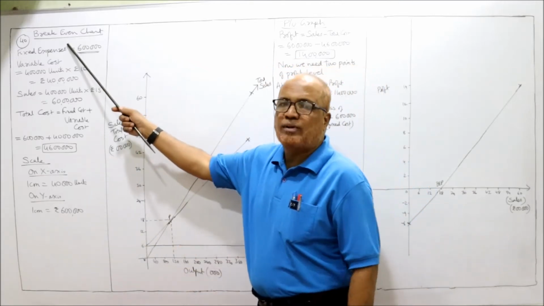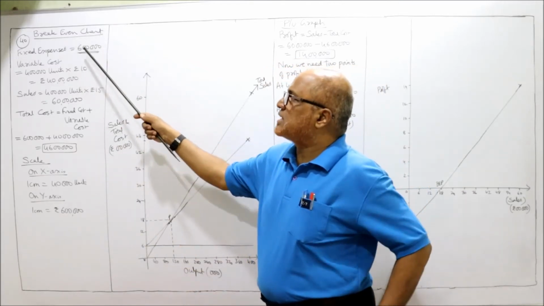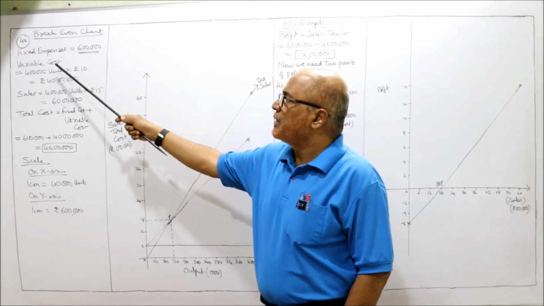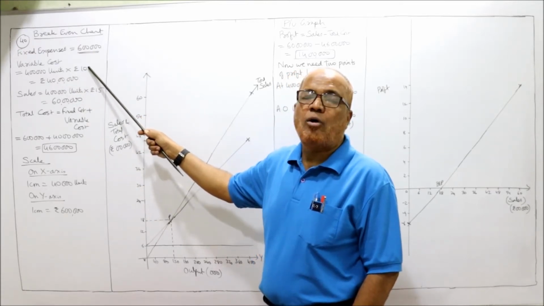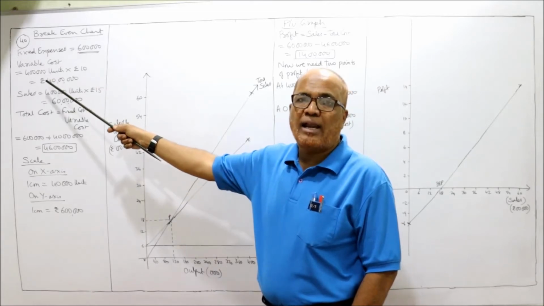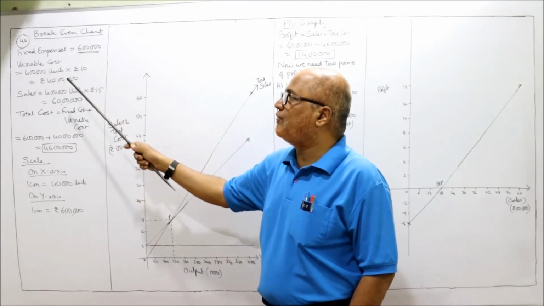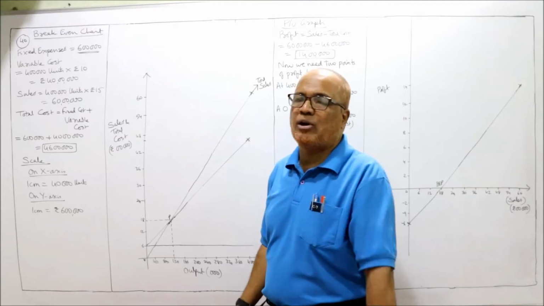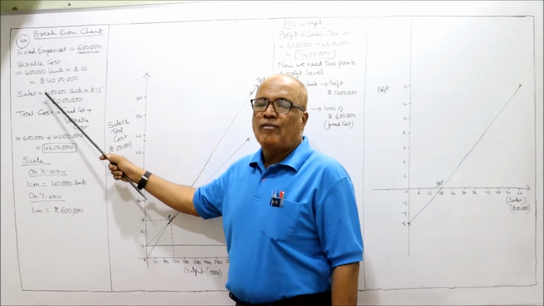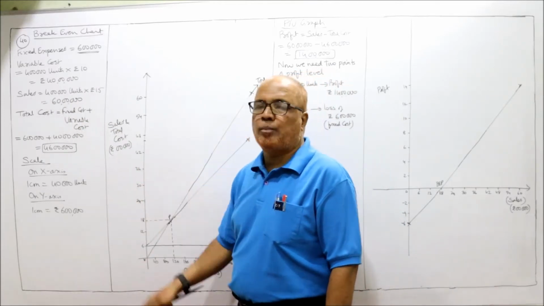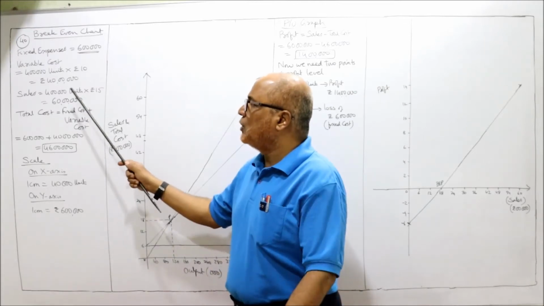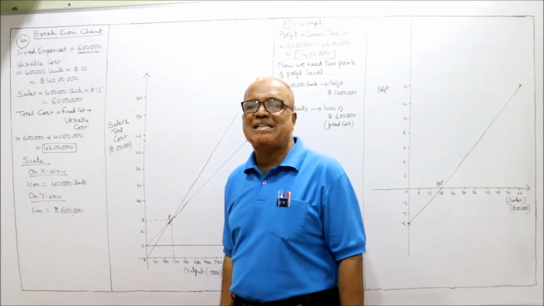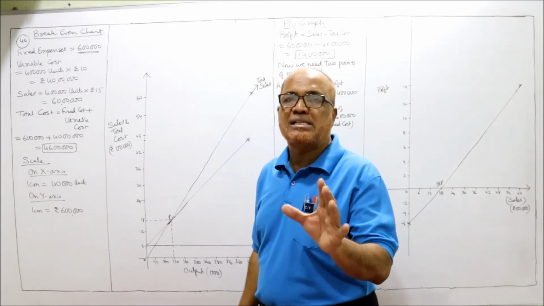Now, see carefully. First, we'll draw the break-even chart. Fixed expenses 6 lakh, fixed cost. Variable cost 10 rupees per unit given in the problem. And how many units are we making? 4 lakh units. So, 4 lakh into 10, 40 lakh rupees is the variable cost. And the sales: 4 lakh units into 15 rupees, the selling price per unit given in the problem. So 4 lakh into 15, 60 lakh rupees is the total sales.